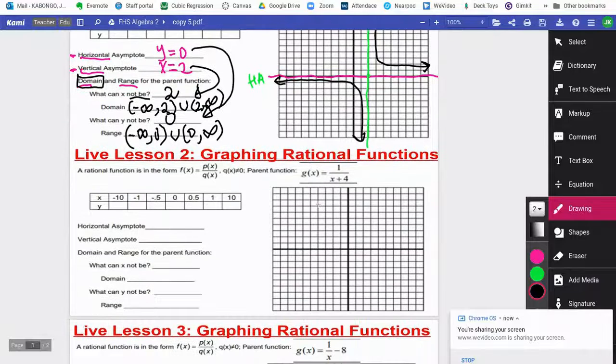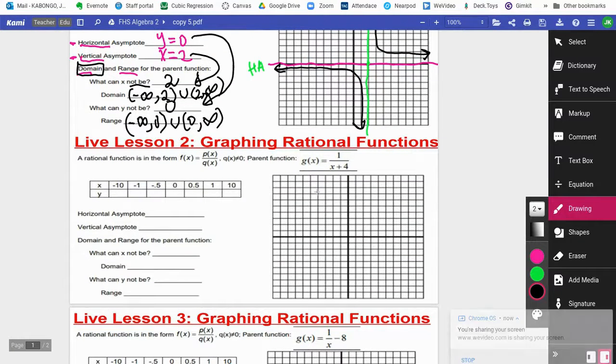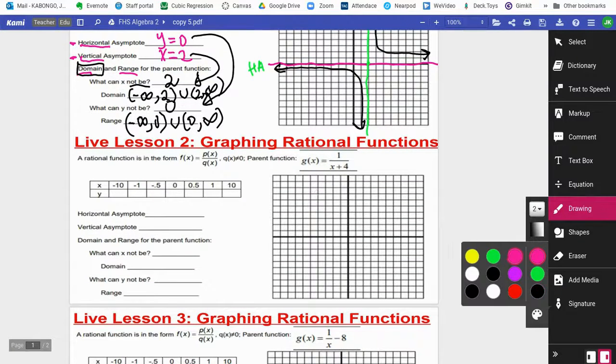Video number two. How do we do this? Again, when they give you something like this, what you're going to do is take your equation. This is called a rational function, by the way. A rational function is this. Another word that I would like to add is this.